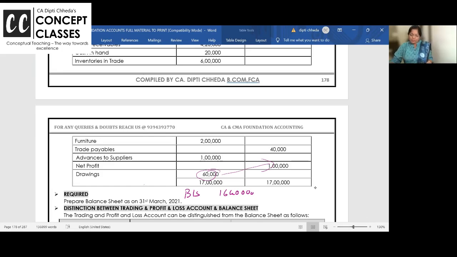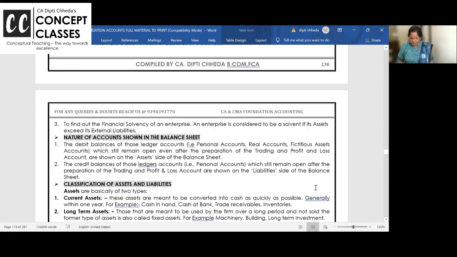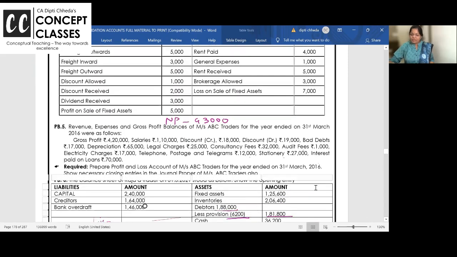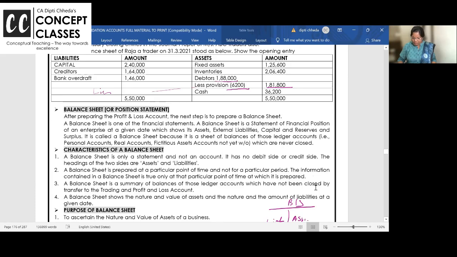See, in final accounts you need this practice, so for that we are doing this. You all have to practice this. The balance sheet total is 16,40,000. I hope you have written this answer also. Yesterday's answer, the fifth one: only GP is given to you. You just had to prepare the P&L account, and you get the net profit.